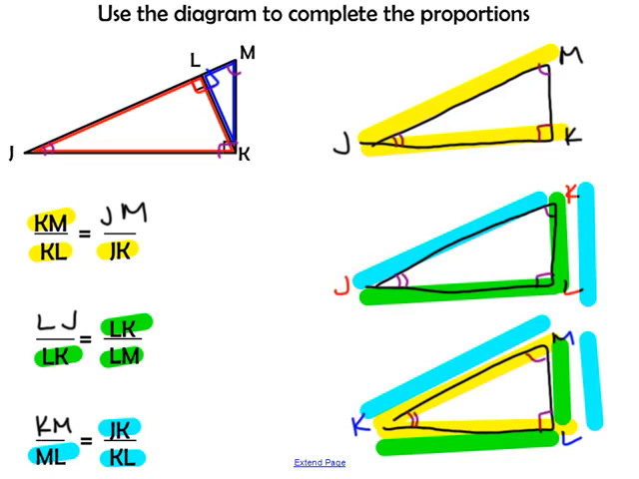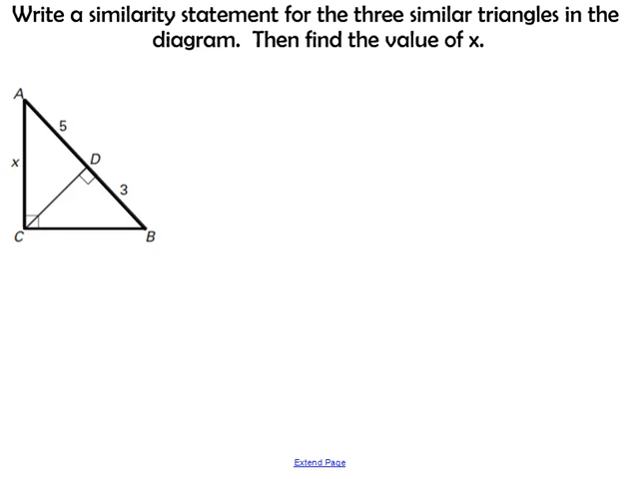So hopefully you have a better idea now of how to separate the three similar triangles and how to match the corresponding sides so that we can complete the proportions. Here we're going to walk through an example where we need to write a similarity statement for the three triangles in the diagram and find the value of x.